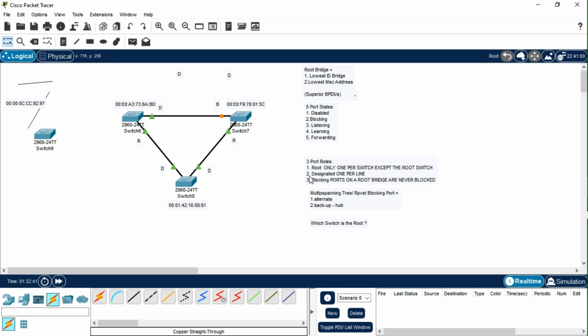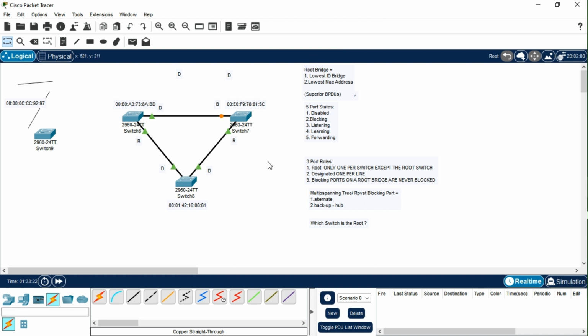My second rule, designated port, one per line. Does this have a line? Yes. One of these is going to be the designated port. Is this a line? Yes. One of these is going to be the designated port. Is this a line? Yes. One of these is going to be a designated port. Mind you, I'm not saying my definition of a line is something that is straight or so forth. It's basically saying if there's a connection. So for every connection between each interface, one of those is going to be the designated port role.